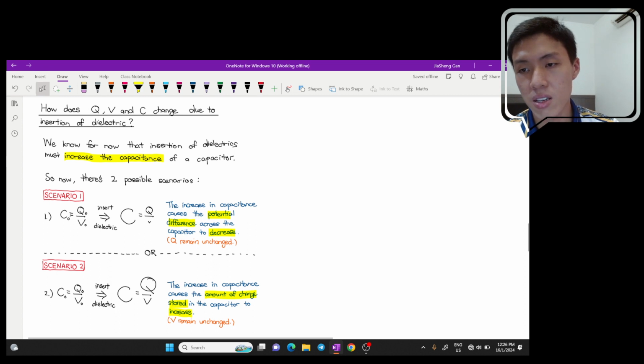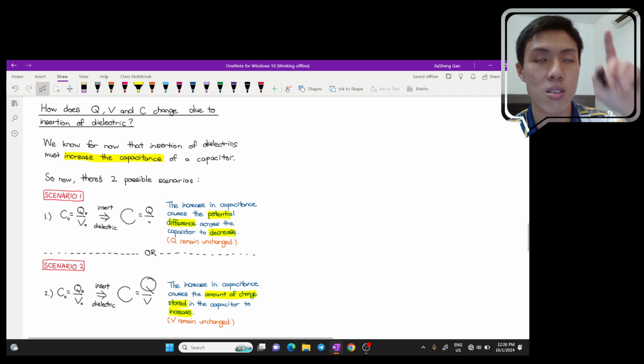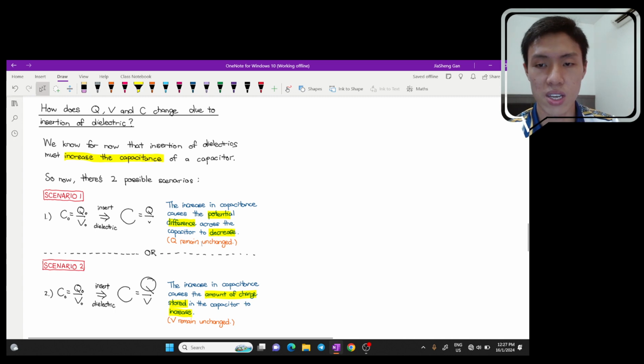But if we keep Q constant, what must change is the potential difference. So if Q is constant, then the potential difference must change. Change in what way? We want to make the capacitance larger, so we have to make the denominator smaller. So in that case, we can see that the potential difference actually decreases. Okay, so the increase in capacitance causes the potential difference across the capacitor to decrease. That's scenario 1, possibility number 1, where the Q remains unchanged.